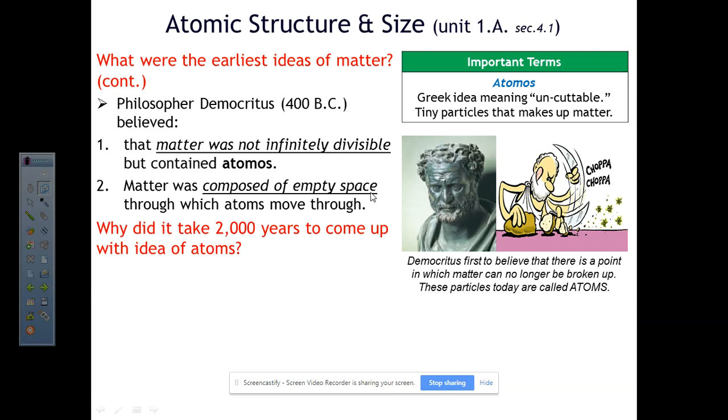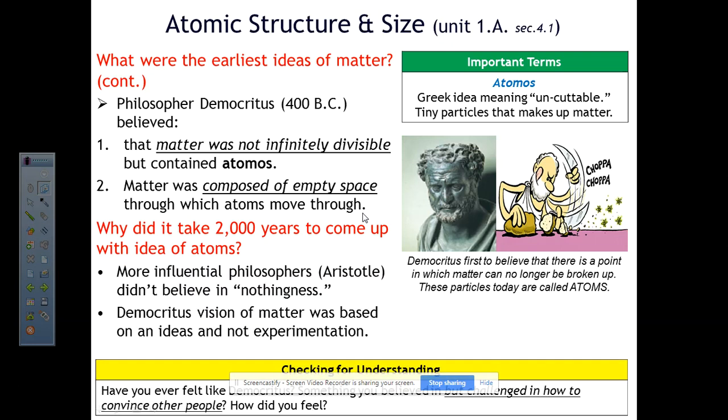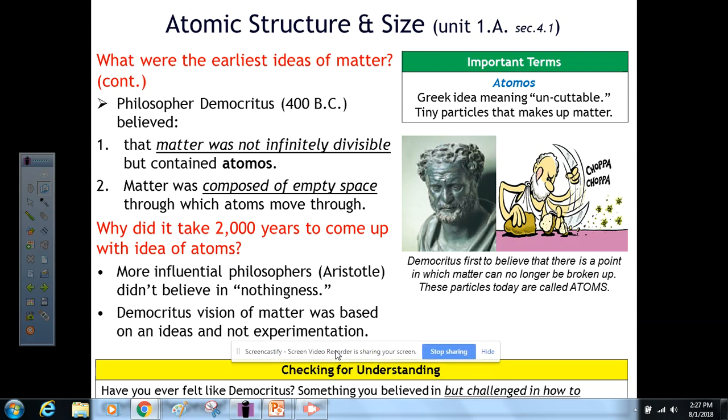So if this idea of atoms came up 2,000 years ago, why don't we have more on that now? The problem was, about 2,000 years ago, there were other more influential philosophers like Aristotle, who believed that nothingness was impossible. There's always got to be something. Because Democritus really didn't have any proof, and he just thought about it and didn't have any experimentation, there was no way to persuade others, right?